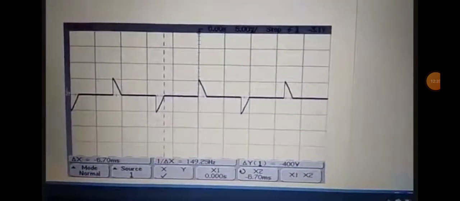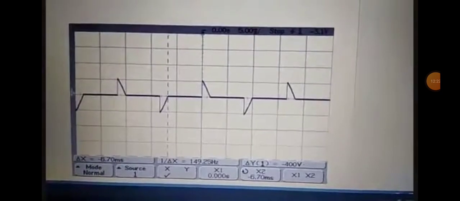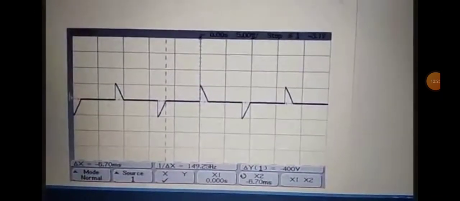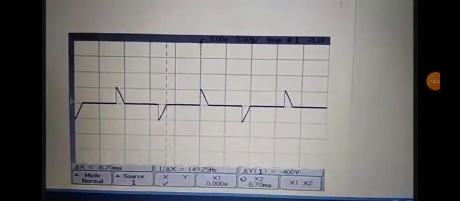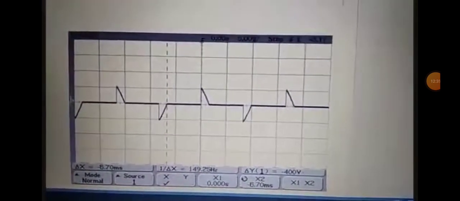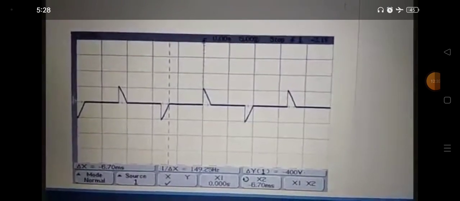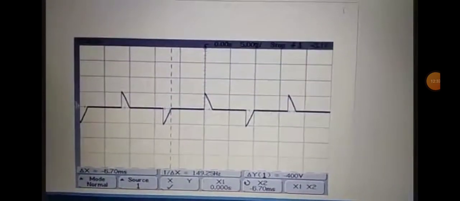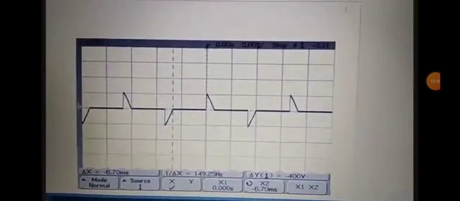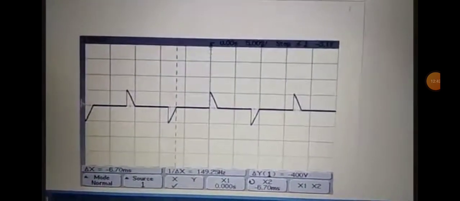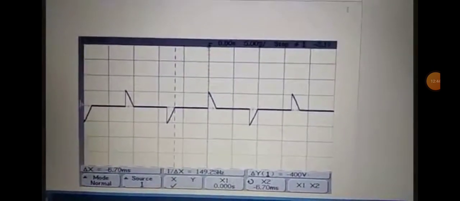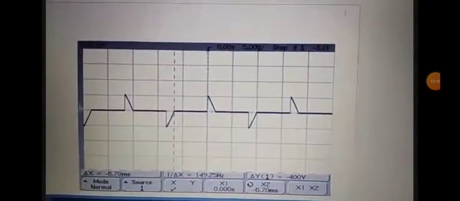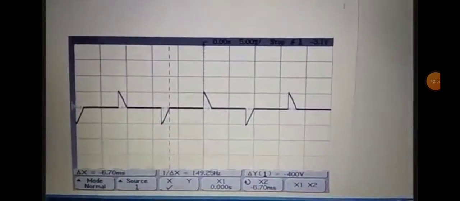This is the graph we obtained when the firing angle is maximum, that is 145 degrees. From this we can see that the triac is off for the majority of the period in both the positive and negative cycle. We just obtained a spike of voltage in both the positive and negative cycle, that is the on time of the triac, which is very less, and the off time of the triac is for the majority of the time. This we obtained for the maximum firing angle, that is 145 degrees.